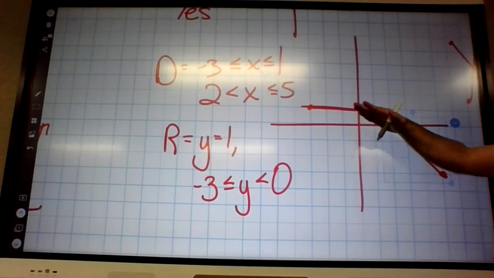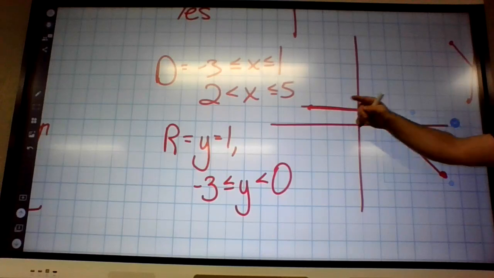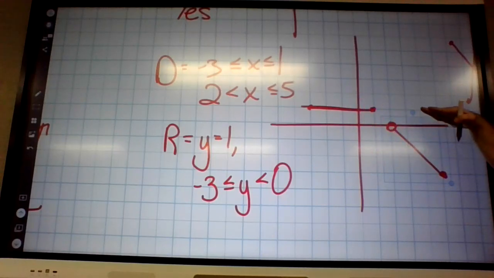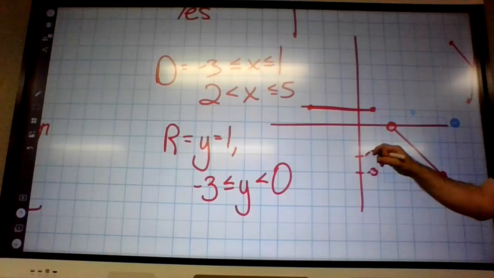Okay, does that make sense? This has a y value of 1. It doesn't go below or above that. This y value runs from -3 to 0. This is -3.